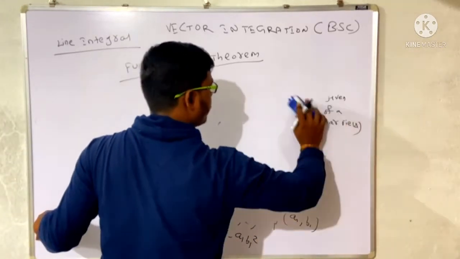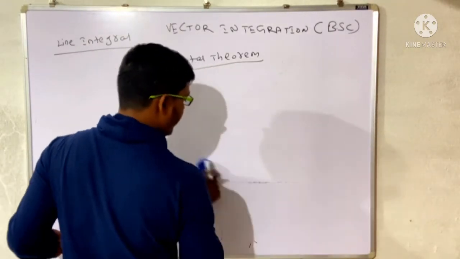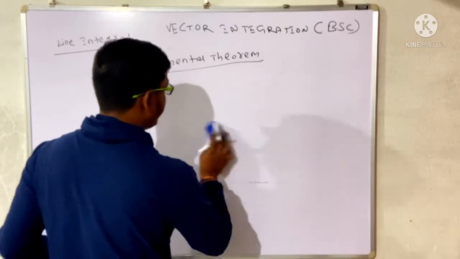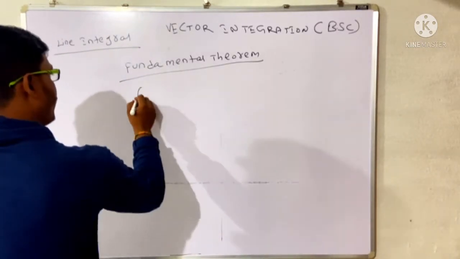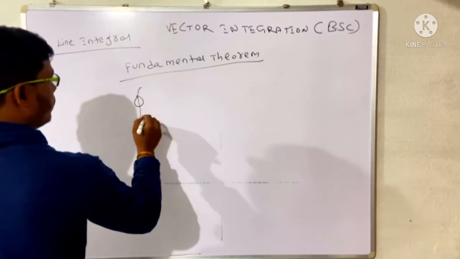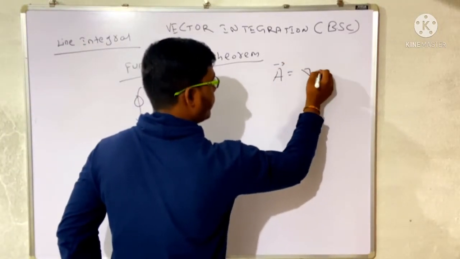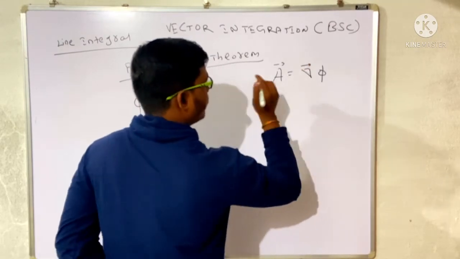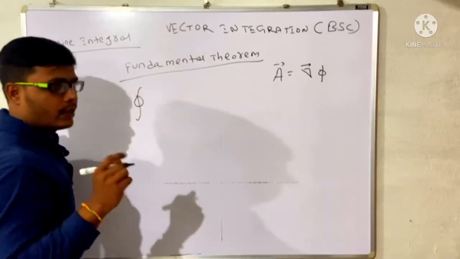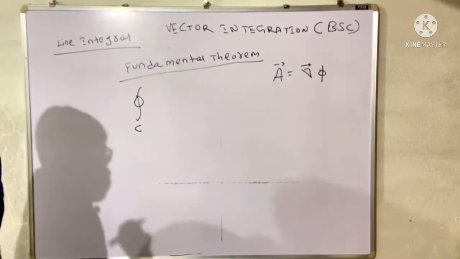So remember, the important thing is the vector field should be a gradient of a scalar field. Then you can find out this fundamental theorem. Now, if the path is closed, so the case is given that the vector field is the gradient of a scalar field. Okay, so the vector field is the gradient of a scalar field and the path is closed.